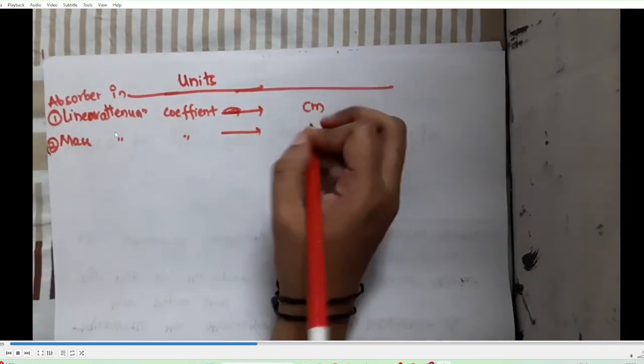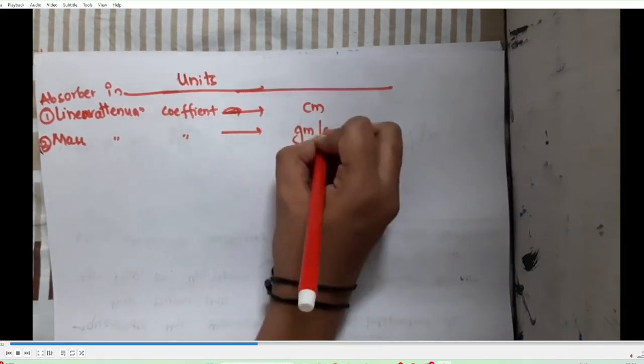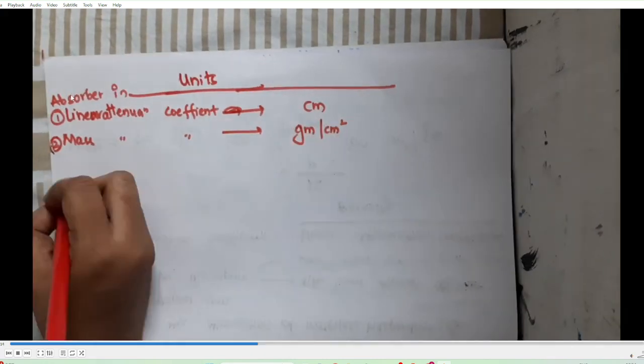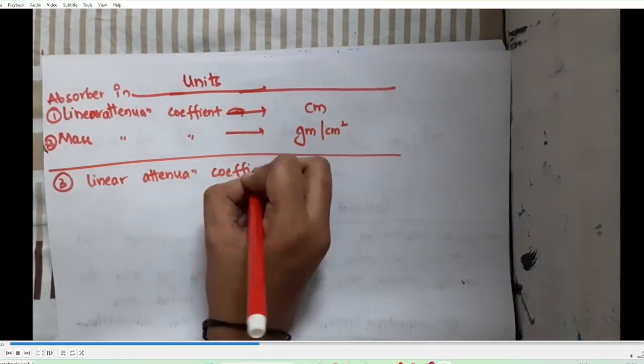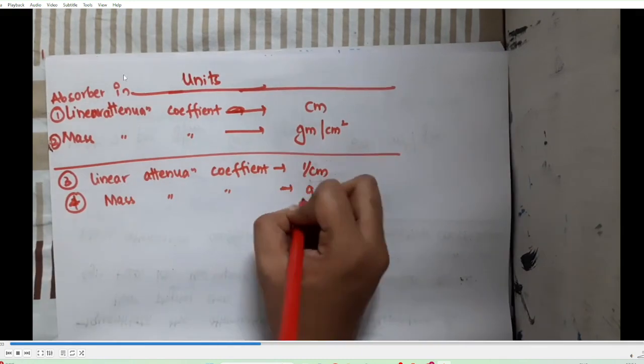So first, units of absorber in mass attenuation coefficient and linear attenuation coefficient. Absorber is how much thickness is absorbed. For linear attenuation coefficient, the unit of absorber is centimeter, whereas the unit of absorber in mass attenuation coefficient is gram per centimeter square, which contains a mass unit. The unit of linear attenuation coefficient is the inverse of the absorber unit, that is 1 by centimeter.